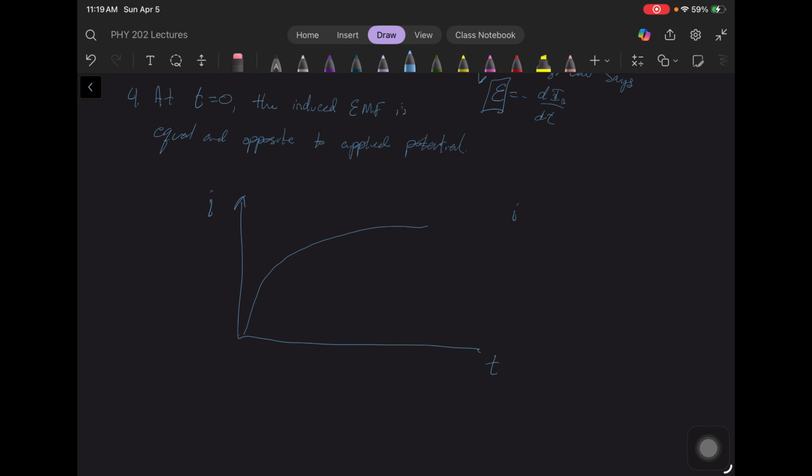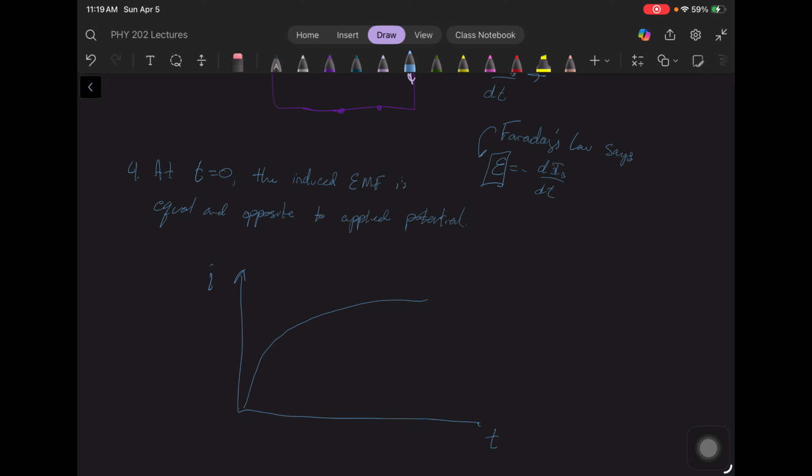So let's see. I is equal to epsilon naught over R times 1 minus e to the negative t over tau. Yeah, this looks right, because if it was just e to the negative t over tau, we'd have something like this. We get the opposite. We'll get into this equation later and sanity check. And so this is what the current looks like as a function of time.